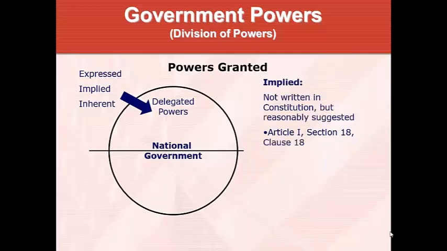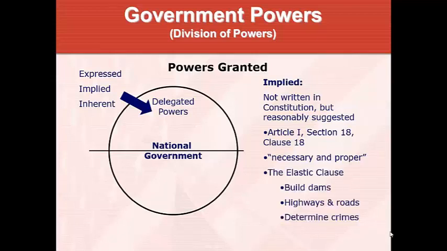Now, if we talk about implied, what can we imply from these specific powers? They might not be explicitly written, but once again, as it says in the slide, they can be reasonably suggested, but they are derived actually from those expressed powers. We call these powers that are necessary and proper. This gives our lawmakers a little bit of leeway to build upon the skeleton of the Constitution to interpret what they deem necessary and proper to be delegated to the national government.